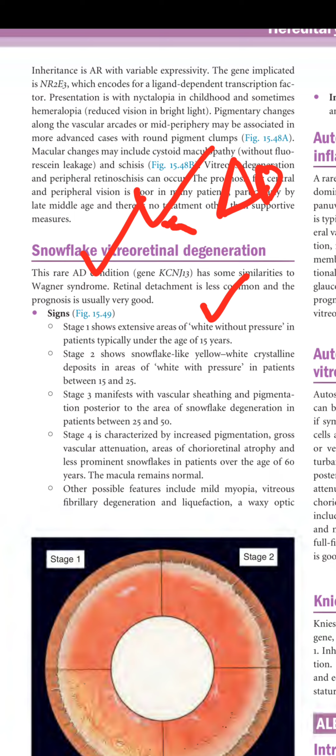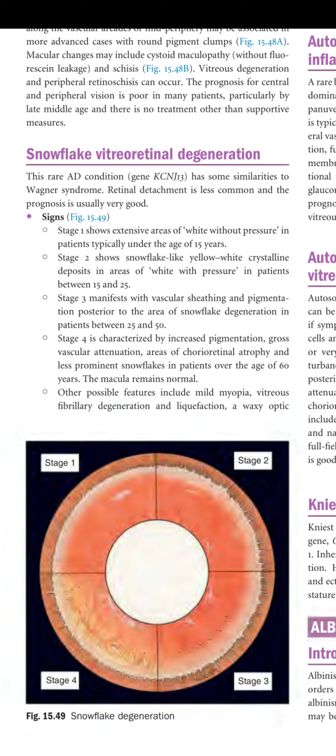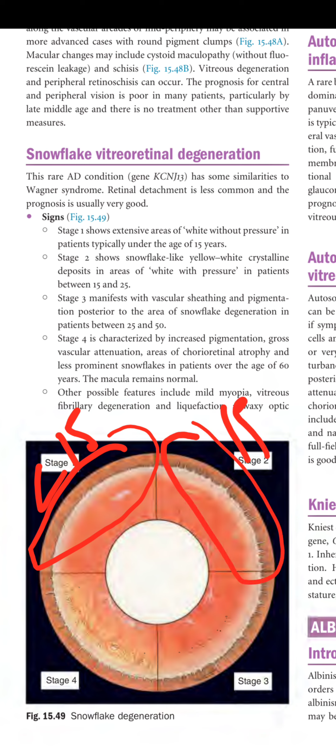So it has certain stages. Stage 1 shows extensive areas of white without pressure in a patient typically under the age of 15 years. So this is stage 1, which is basically showing the white area without pressure under the age of 15 years. Stage 2 consists of snowflake-like yellowish-white crystalline deposits in the areas of white with pressure in a patient between age 15 to 25. So there are snowflake-like deposits in the area of white with pressure, and the age is between 15 to 25.